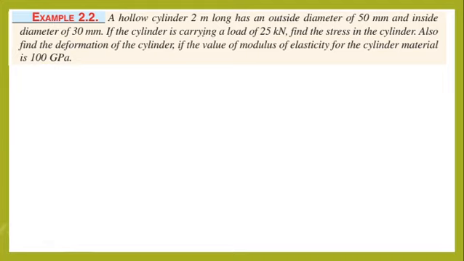A hollow cylinder of 2 meter long. Here the length is given as 2 meter. It has an outside diameter of 50 mm. Outer dia and inner dia are given, so we can calculate the area of cross section. If the cylinder is carrying a load of 25 kilonewton, find the stress. P is given as 25 kilonewton. Find the stress, we have to calculate the value of sigma, or P divided by A.